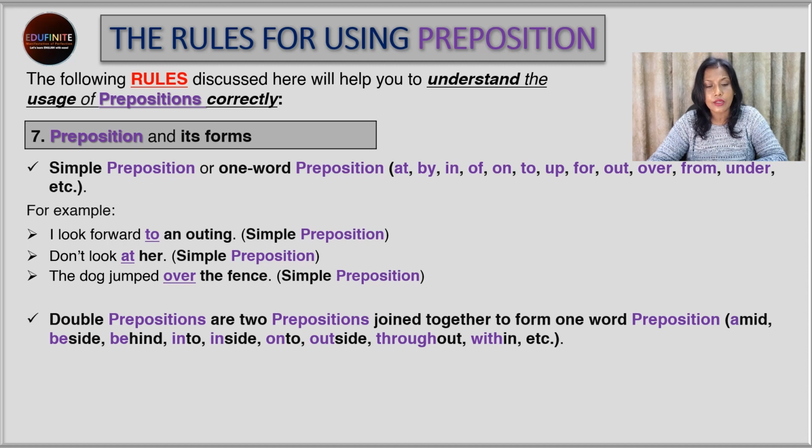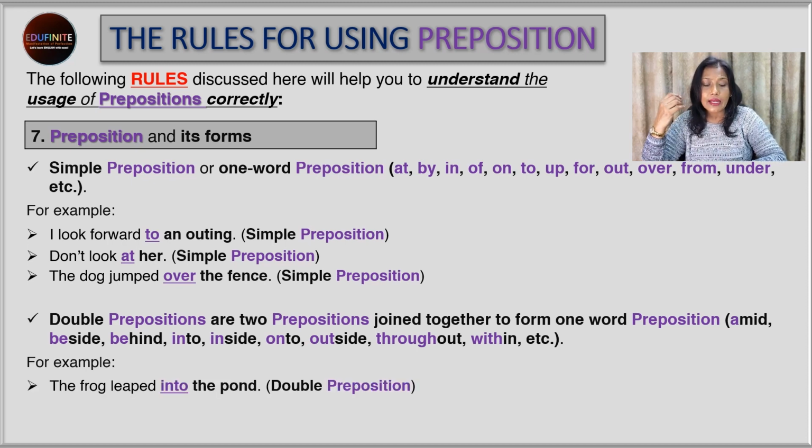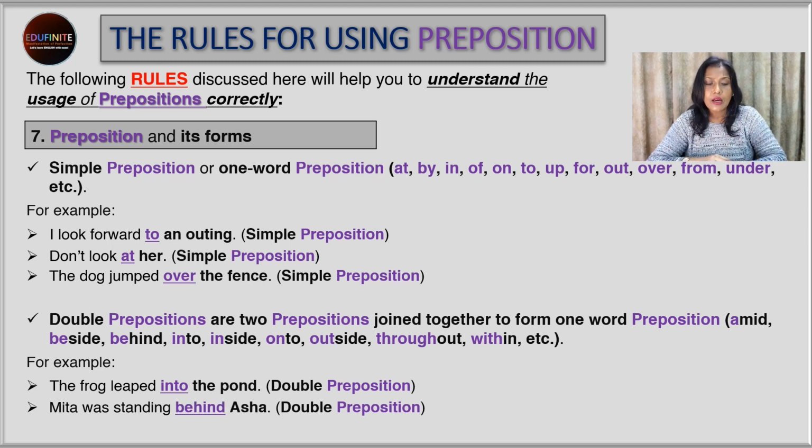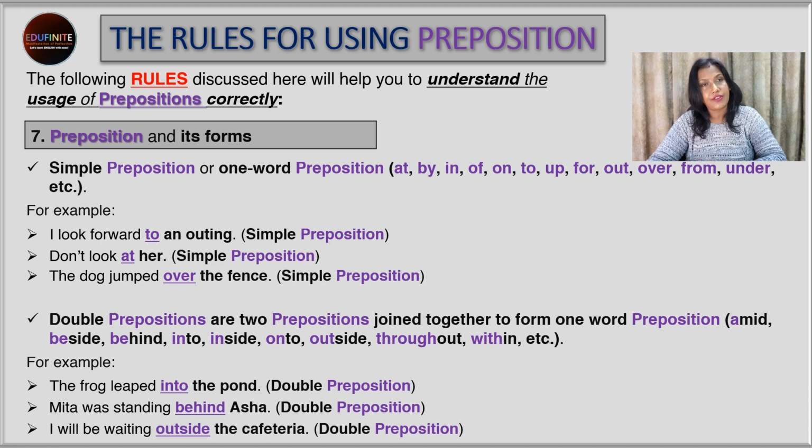Now let's look into some of the examples. The frog leaped into the pond. So into is the double preposition because in and to, two words, are fused together to form one single word. Meeta was standing behind Asha. So again, behind is the double preposition. I will be waiting outside the cafeteria. So again, outside is the double preposition.